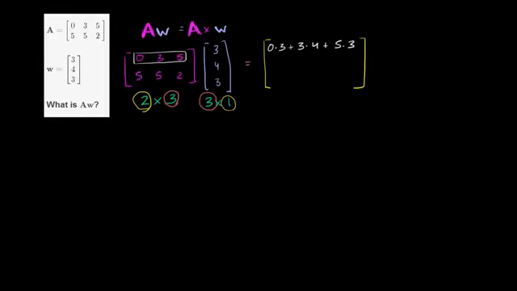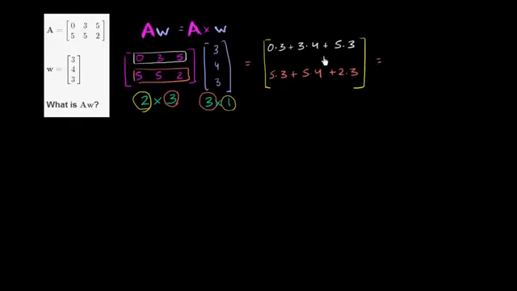Now the second entry right over here is going to be the second row here, essentially the dot product of that with this vector. And if you don't know what the dot product is, I'm essentially about to do that. It's going to be 5. You take each corresponding term, take their product, and then add up everything together. So you have 5 times 3, plus 5 times 4, plus 2 times 3.